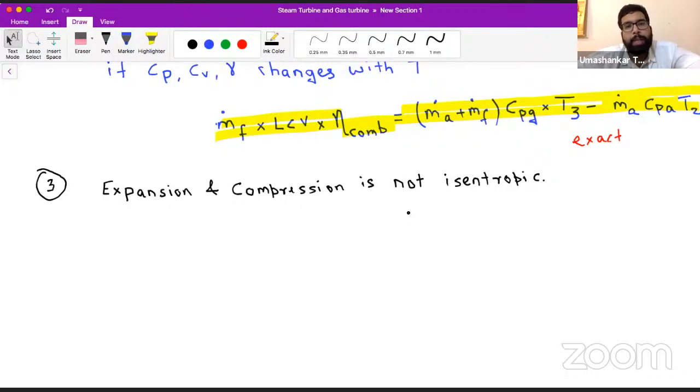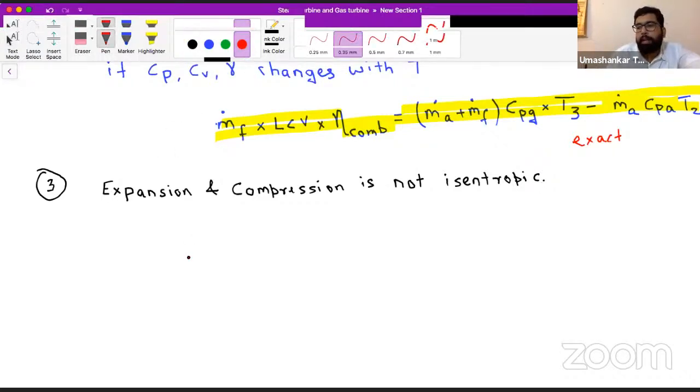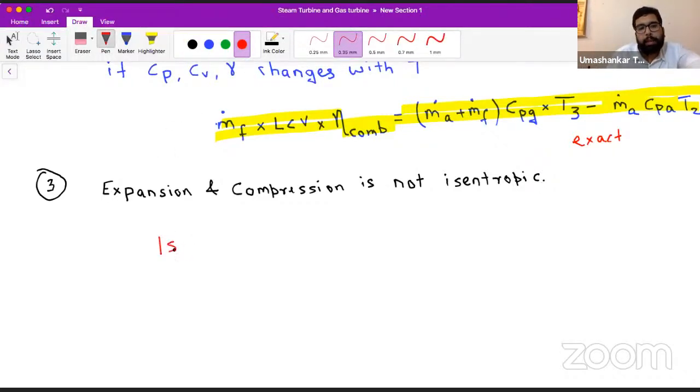So if expansion and compression is not isentropic, then how to deal with it? For that, another term will be given to you: isentropic efficiency. If you remember, we have seen something like nozzle efficiency while discussing the steam turbine section. So it is quite similar to that.